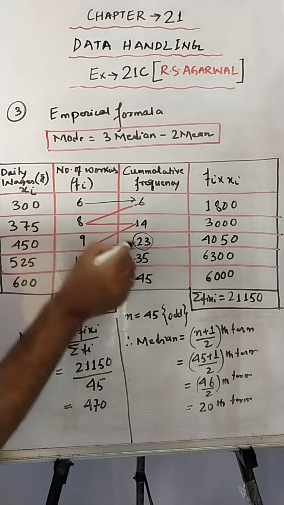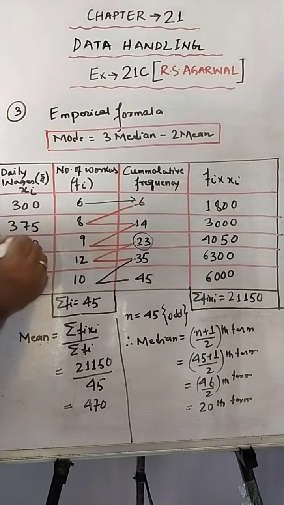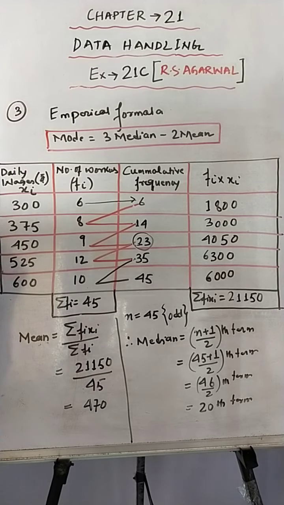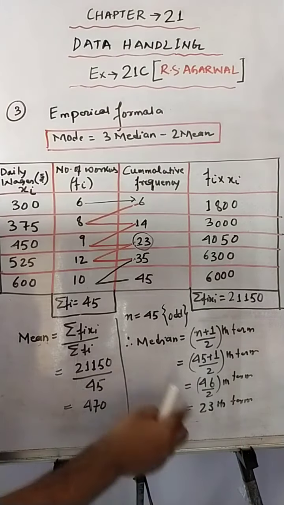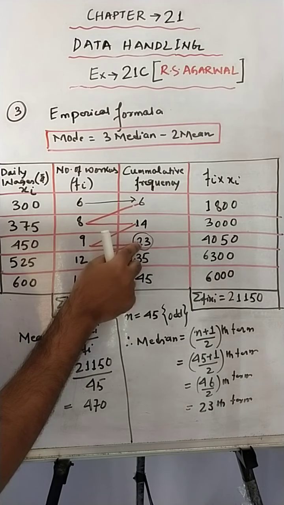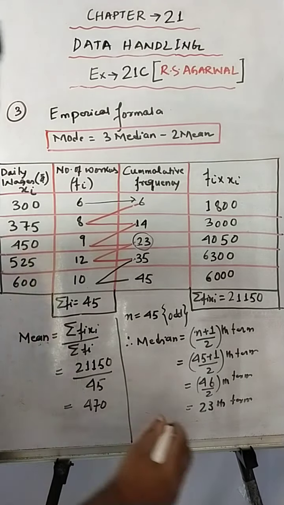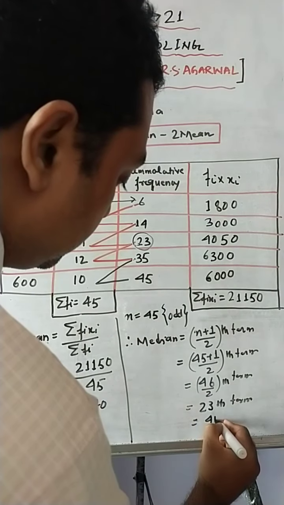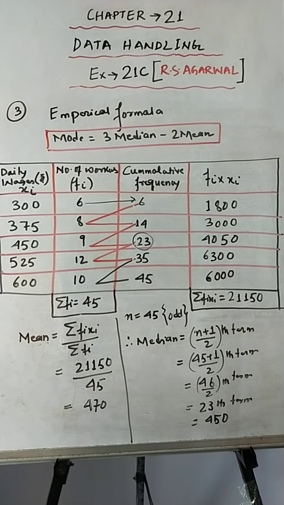And what is the daily wage for the 23rd? 450, isn't it? So 450 would be the median. But in this case, 23 is already present. See, 23 is there and 23 is also mentioned here, so we'll consider this 23. And what is the daily wage then? 450, isn't it? So your required median is 450.